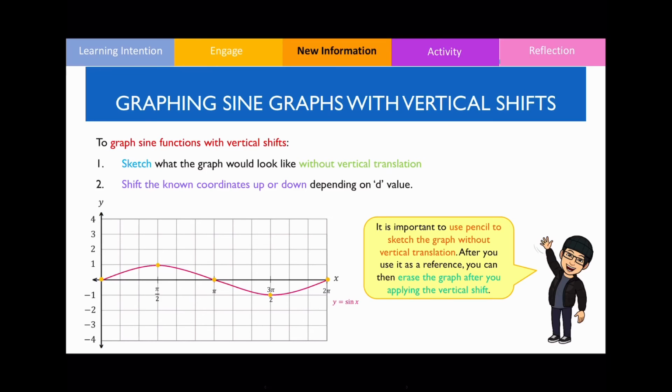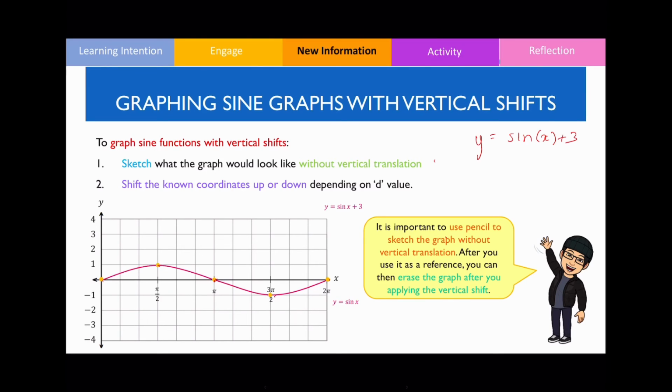Because you are sketching what the graph would look like without the vertical translation as step number 1, I highly recommend you use pencils to sketch this and then erase it afterwards once you've done the final graph. So in this case, let's just say hypothetically, I was trying to graph what y is equal to sine x plus 3 looks like, okay? This would imply that I need to move 3 units up. So these are the coordinates I do know.